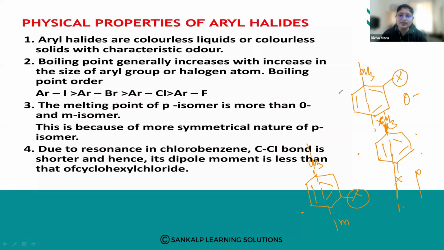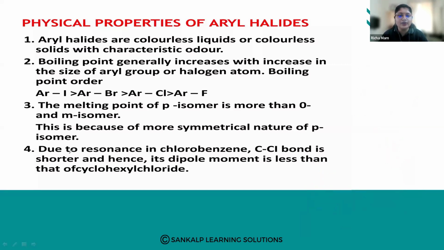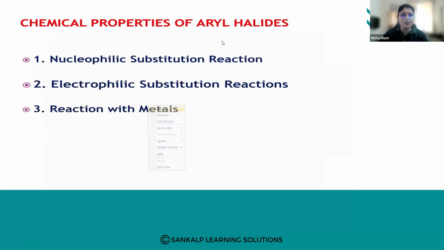Okay, here one X is there, here no, right? So because of this, the melting point will differ in ortho and meta position, but para is more symmetrical. Okay, the melting point of para is more as compared to ortho and meta. Then, due to the resonance in chlorobenzene, the C-Cl bond is shorter and hence its dipole moment is less than that of cyclohexyl chloride. Okay, so these are some of the physical properties.